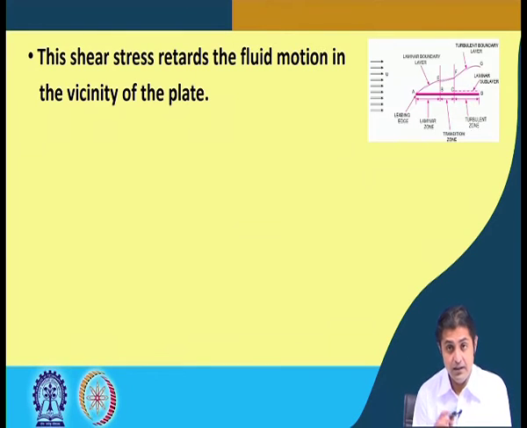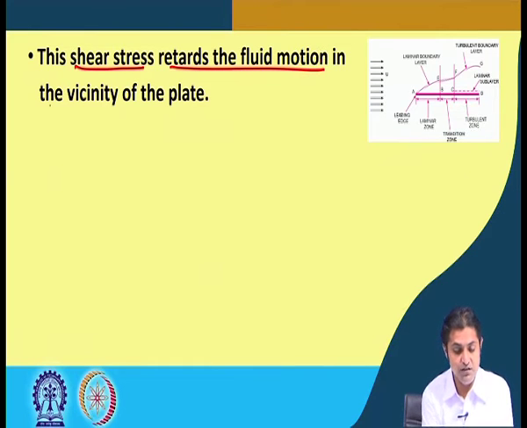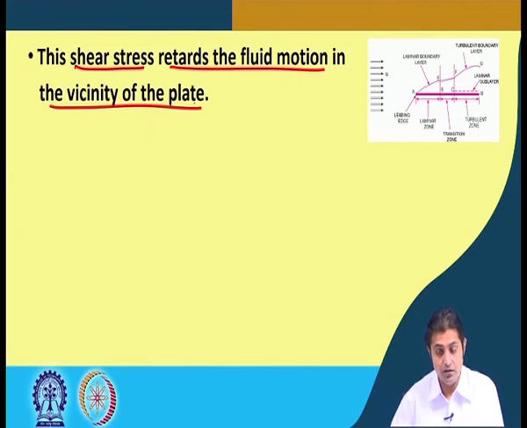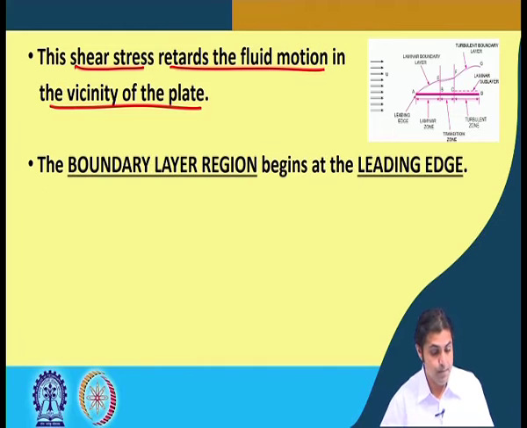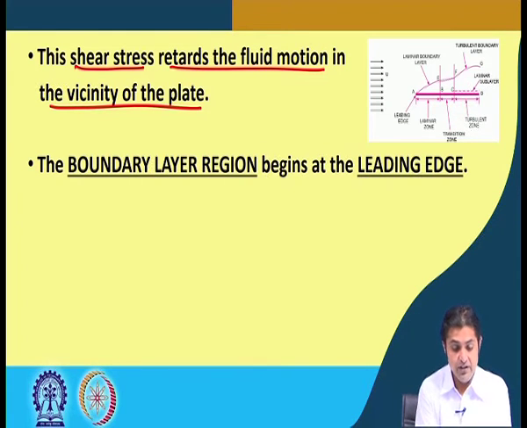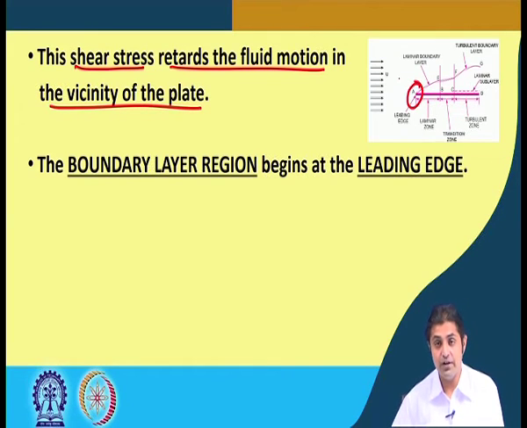Now, the presence of this shear stress retards the fluid motion in the vicinity of the plate. So, the existence of the velocity gradient will induce shear stress, and that is going to slow down the fluid motion near the plate, and the boundary region therefore will start occurring at the leading edge, because that is the first point where the velocity is 0, and as soon as we go over and above it, there will be a certain velocity. So, that is the first point. Before that, any point will have the velocity u.